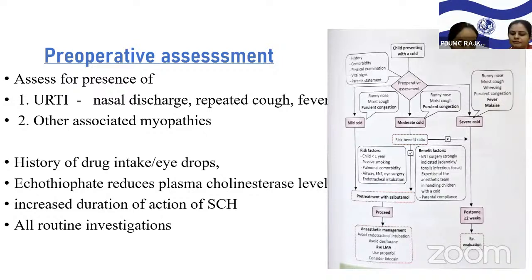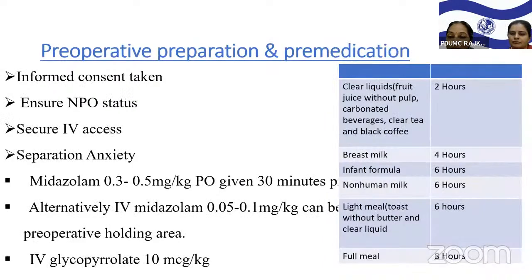And how will you pre-medicate this patient? First, I will take the informed consent, ensure NPO status. For clear fluids, it's 2 hours. Breast milk is 4 hours. And infant formula, non-human milk, and light meal, it's 6 hours. And heavy meal is 8 hours. And I'll secure an IV access. And if the baby has separation anxiety, I will go with oral midazolam 0.3 to 0.5 milligram per kg. Or alternatively, I will use IV midazolam 0.05 to 0.1 milligram per kg. And IV glycopyrrolate 10 microgram per kg is given in the preoperative holding area.